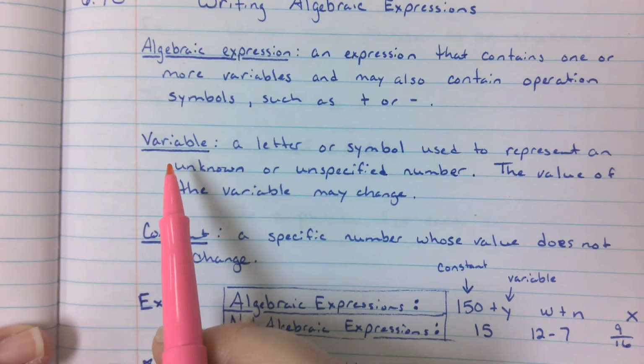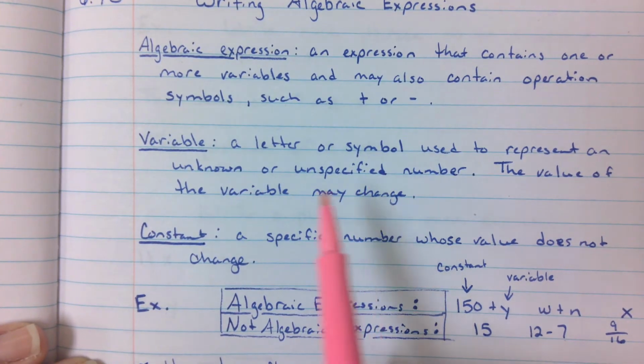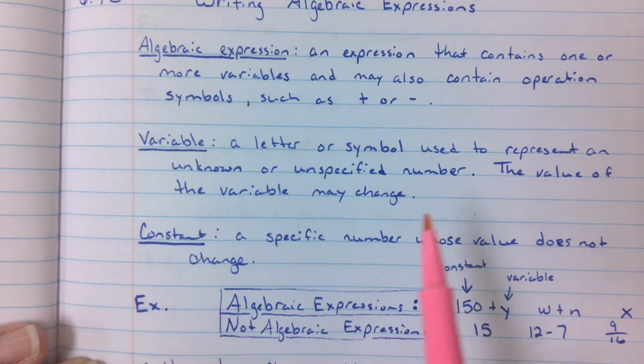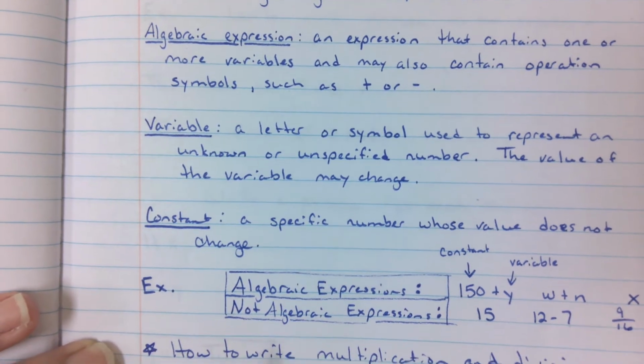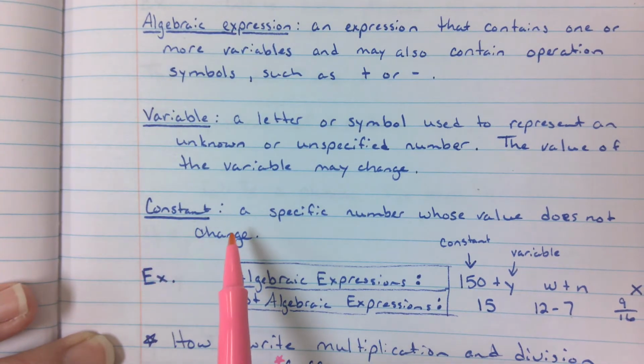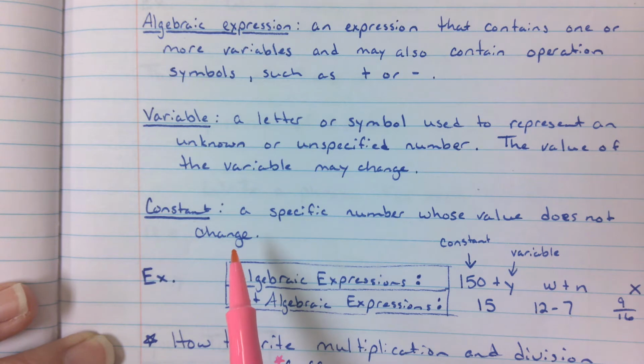A variable is a letter or symbol used to represent an unknown or unspecified number. The value of the variable may change. A constant is a specific number whose value does not change.